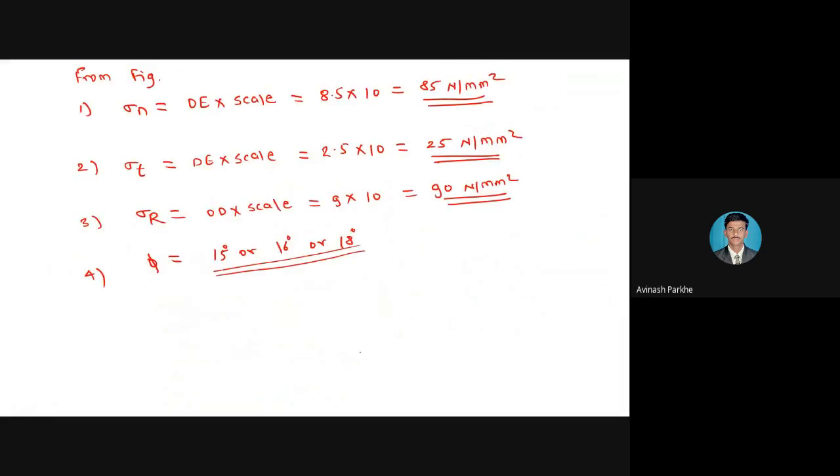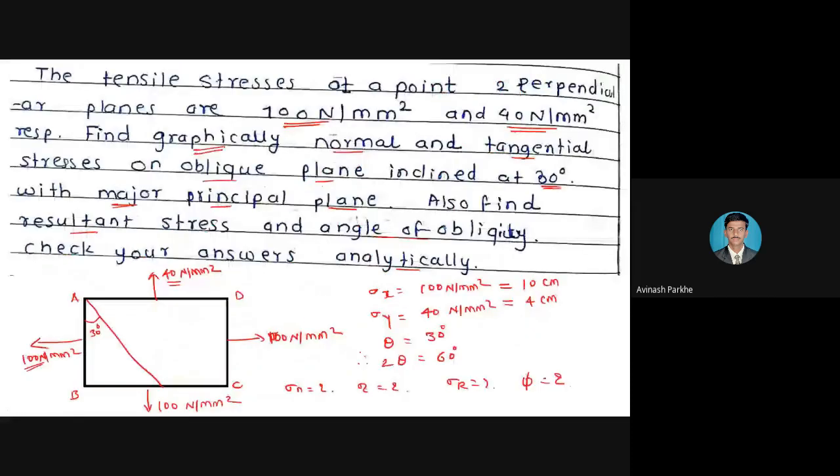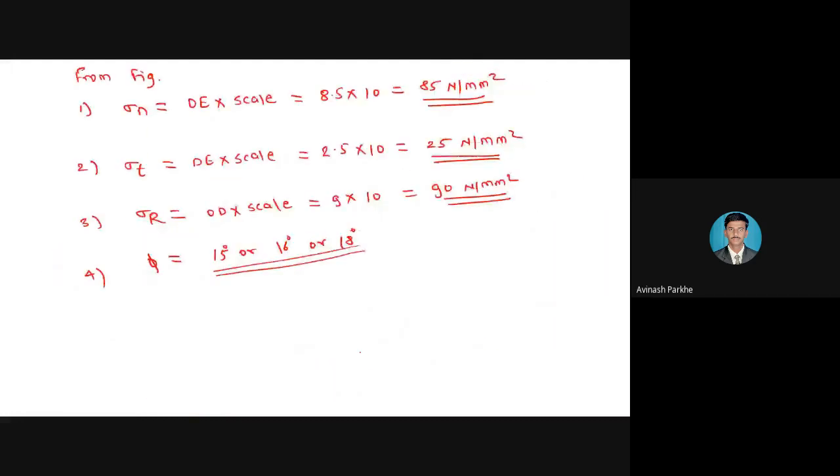Also, we have to verify this distance analytically. So whatever list of formulas you have for case number 2, you can use those formulas. You can put the values of sigma x, sigma y, and theta as 30 degrees, and you can check all the graphical answers with the analytical method. You will get all the answers near to these answers. Sometimes here you got the answer 85, sometimes you will get 86. So all the answers are near to each other. If you want to verify, you can verify these answers.